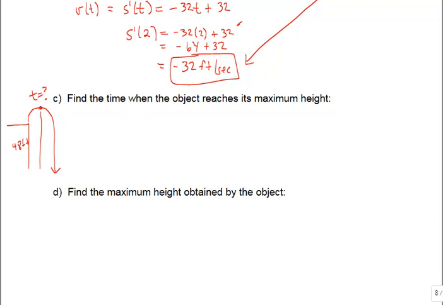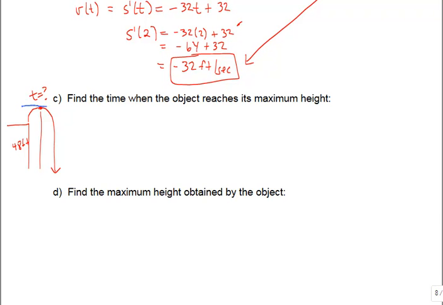Now you can do this lots of different ways. You can do this using algebra, or you can do this using calculus. We're obviously going to use some calculus here. So notice something that's true about this maximum height. What would the little tiny tangent line look like right at that peak?